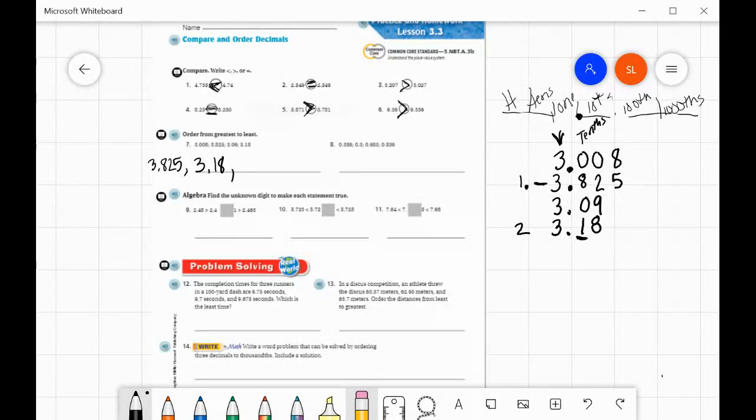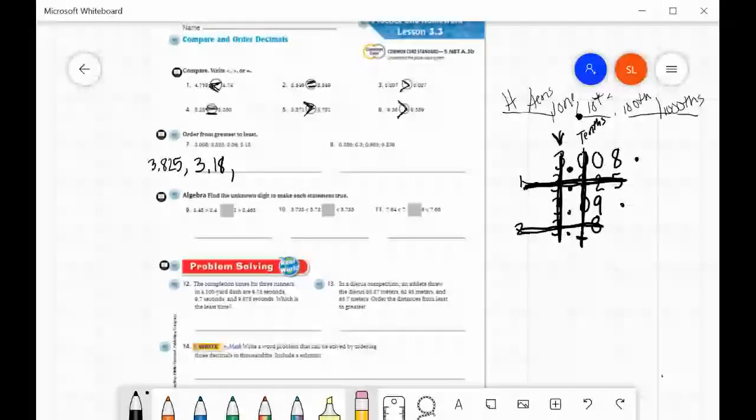So I'm done with the tenths column. I want to cross that out so that I know that I'm done there. And I'm done with this particular one, and I'm done with this particular one because I've already placed them. Then I only have 3.09 left and 3.008.